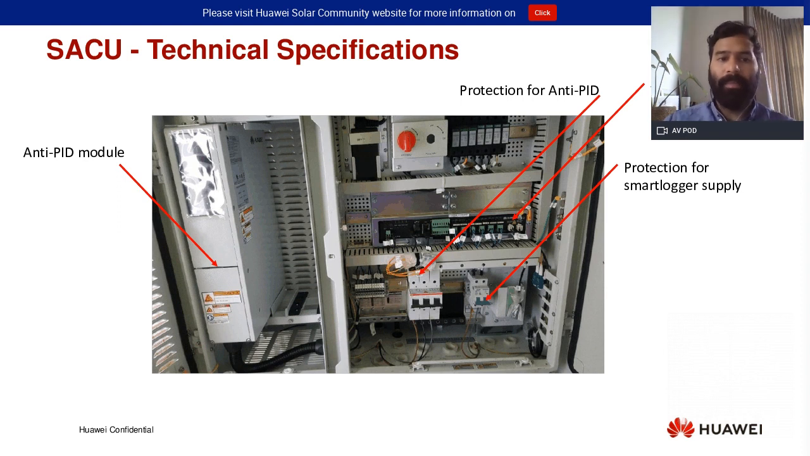For example, you have a picture here of a SACU box open. You can see on the left side there is an AntiPID module. Next to the AntiPID module, there is a slot to use another AntiPID module, which will be necessary in the case you have a double winding transformer. So you will need an AntiPID module per each winding. And then you have the smart logger with the protections. All of this comes within the SACU box, and you don't need to prepare any of this protection. You just need to connect the cable, and that's it.